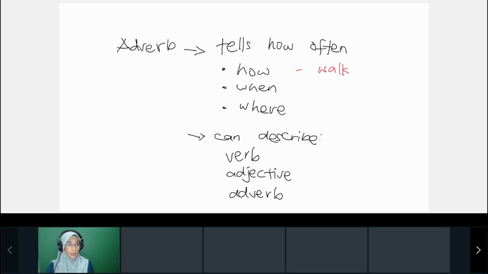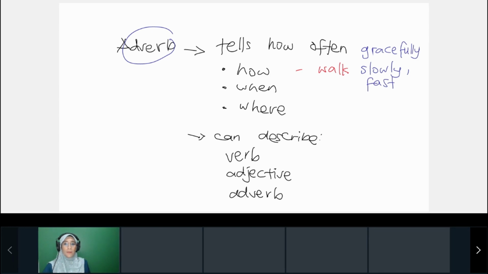Did you walk gracefully? You know, very softly. So how you can introduce this is by using adverb. So how did you walk? I can say walk slowly. You can also say walk fast, right? You can also say walk gracefully. Now, if you talk about when, this refers to time.